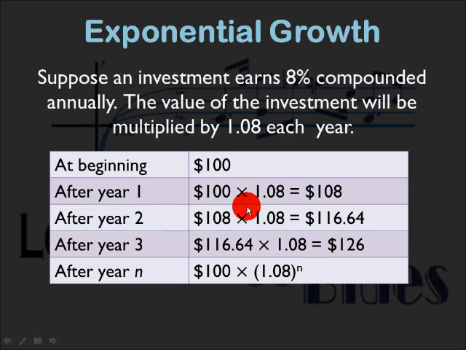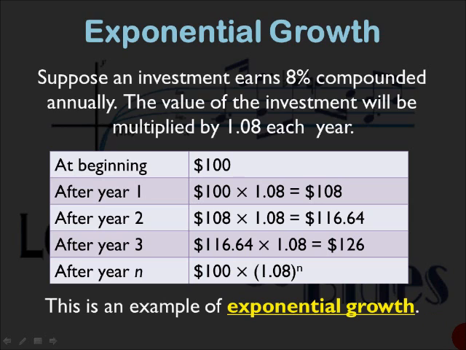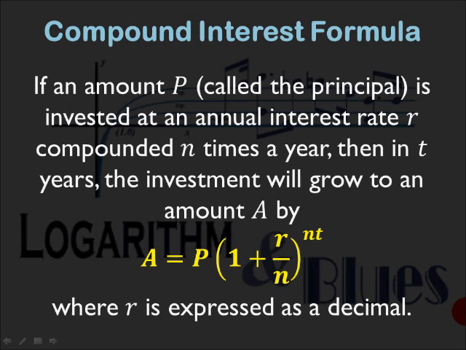You notice that every year you're multiplying it by 1.08. So we can say that after year n, whatever number n represents, your total is going to be 100, the 100 you started with, times 1.08 to the nth power, n representing the number of years. You will notice that with year 3 is 100 times 1.08 cubed. This is what we call exponential growth. It's going to increase by the same factor every year or every period, whatever that might be. This is the compound interest formula.